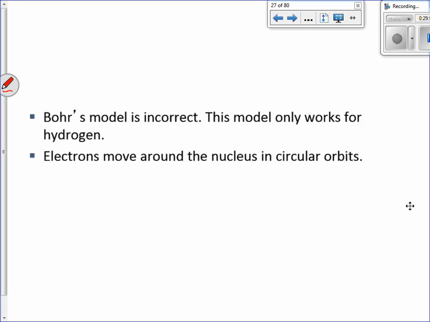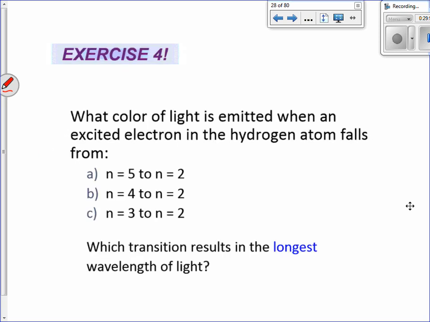We know Bohr's model was incorrect. It's not circular orbits. His model only worked for hydrogen. Not a big deal, but we did get our principal energy levels out of it. That idea and concept came from there. So if we're starting here at principal energy level 5, this would be like the initial. And we're falling back to 2, this would be like the final. Okay? Now you need to do a series of calculations here because you're going to find the E.